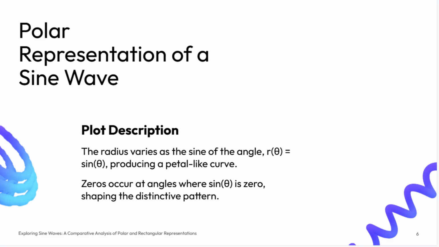In polar representation, the sine function is expressed as a radial value that changes with the angle. For example, when the radius is defined as r(theta) = sin(theta), the distance from the center changes as the angle rotates around the circle. This produces a distinctive curved pattern that visually represents the sine relationship between angle and magnitude.